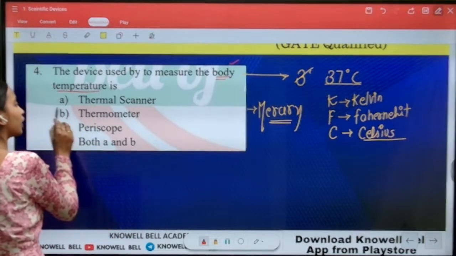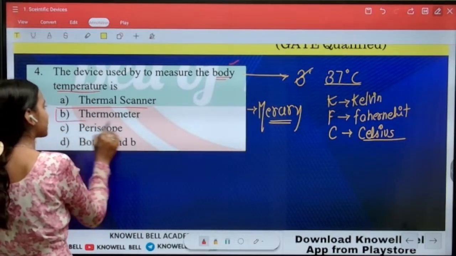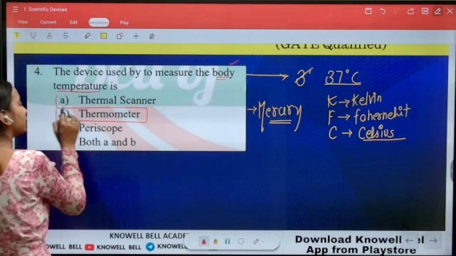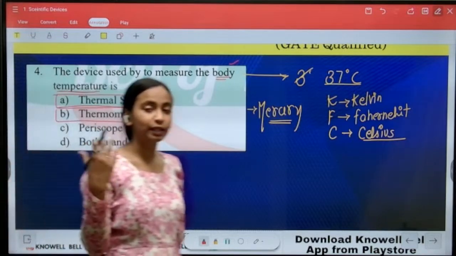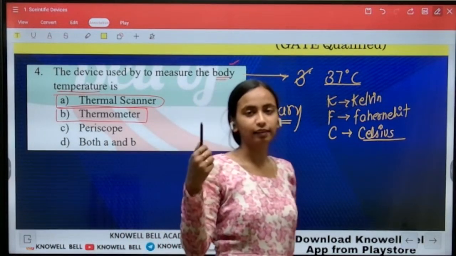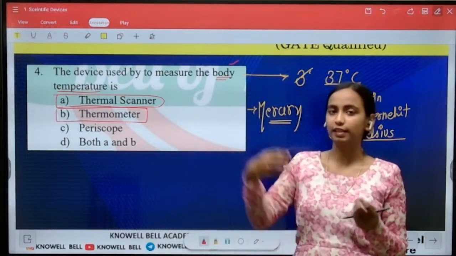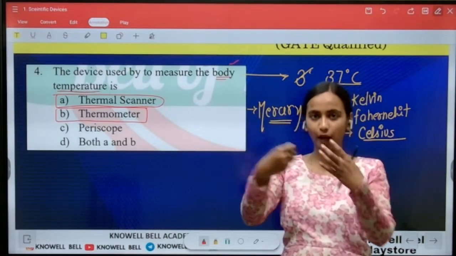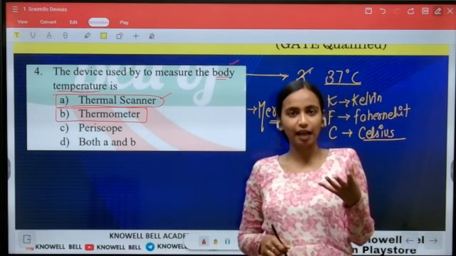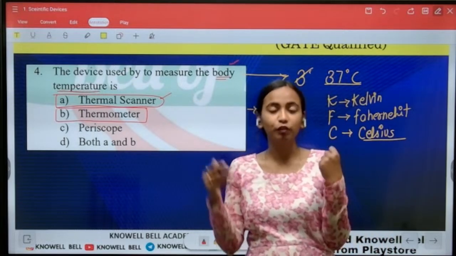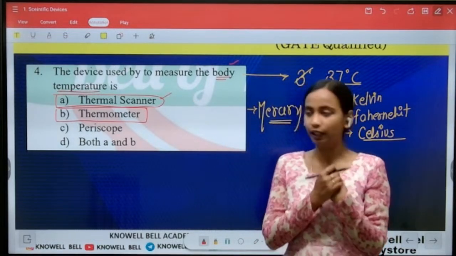So here, thermometer is used for measuring the body temperature. In addition, thermal scanner is also used. We remember when COVID-19 was at its peak, there was a scanner which we used to place from a distance on our forehead or someone's forehead, and it gave the body temperature. So thermal scanner will give us the body temperature without getting in contact with the body.